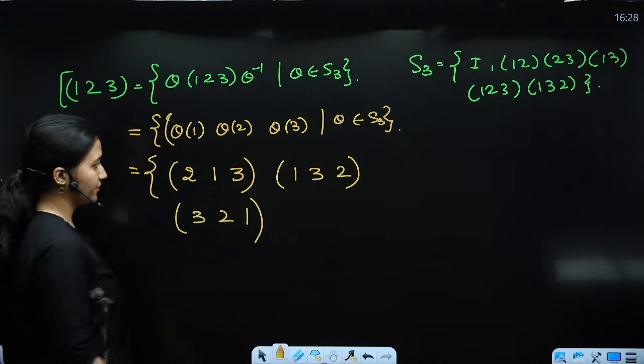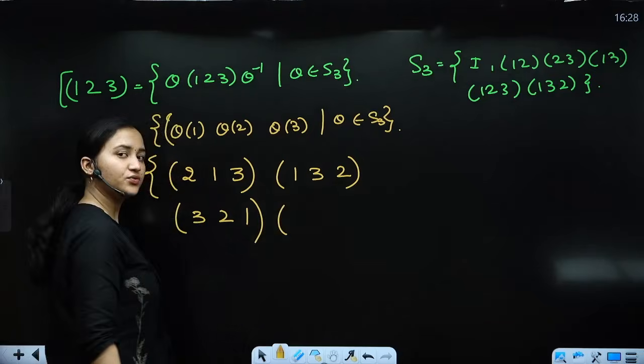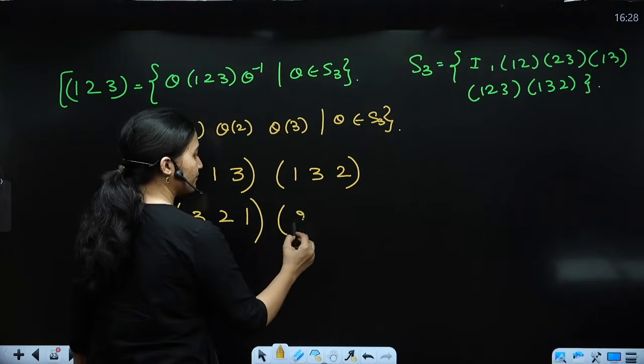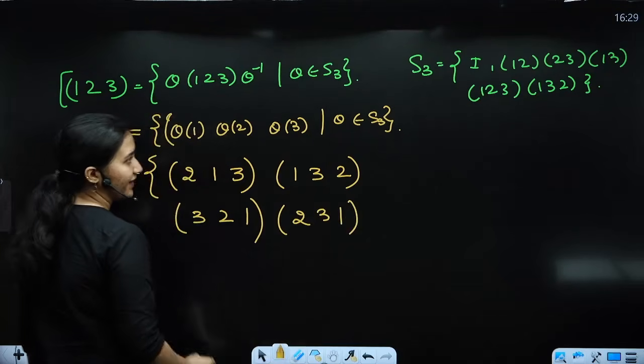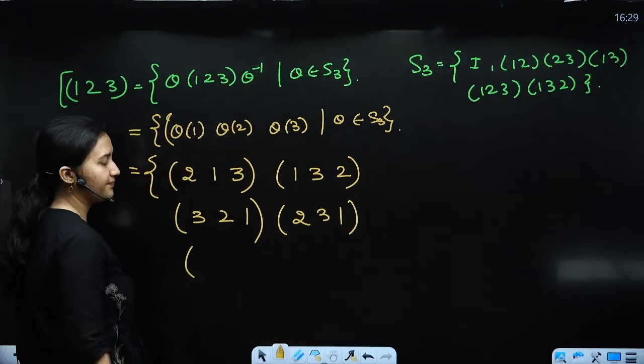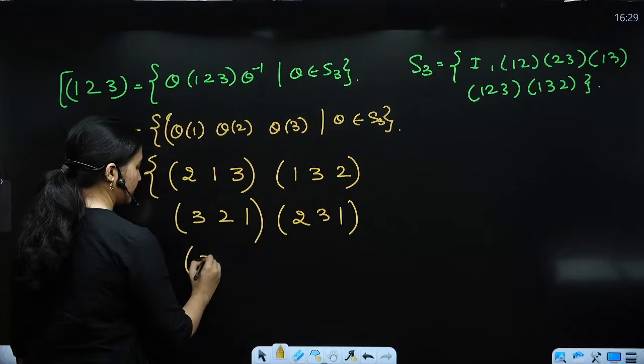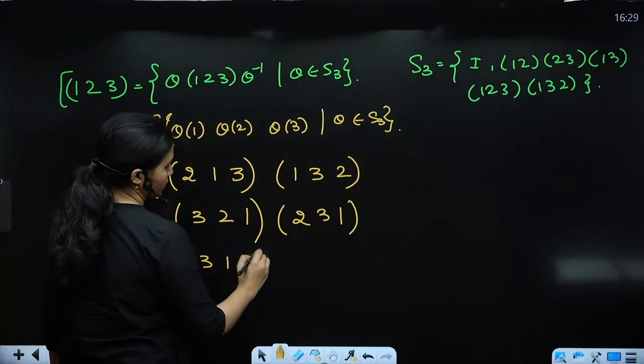Right? Now let's take (1 2 3). The image of 1 is 2. Image of 2 is 3. Image of 3 is 1. And finally, let's take (1 3 2) as well. (1 3 2) is going to give me 3 1 2, right?